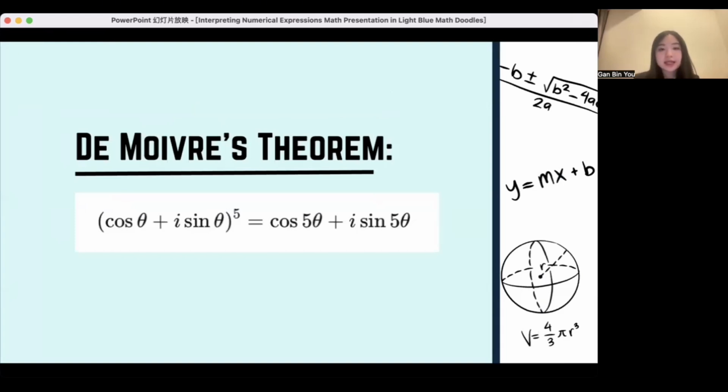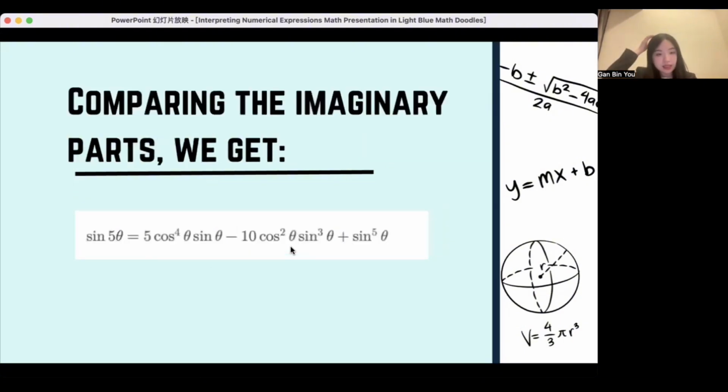And the second question asks us to use the De Moivre theorem, and according to this theorem, we can get this equation. And comparing the imaginary parts, we get this, and so we can prove the second part.